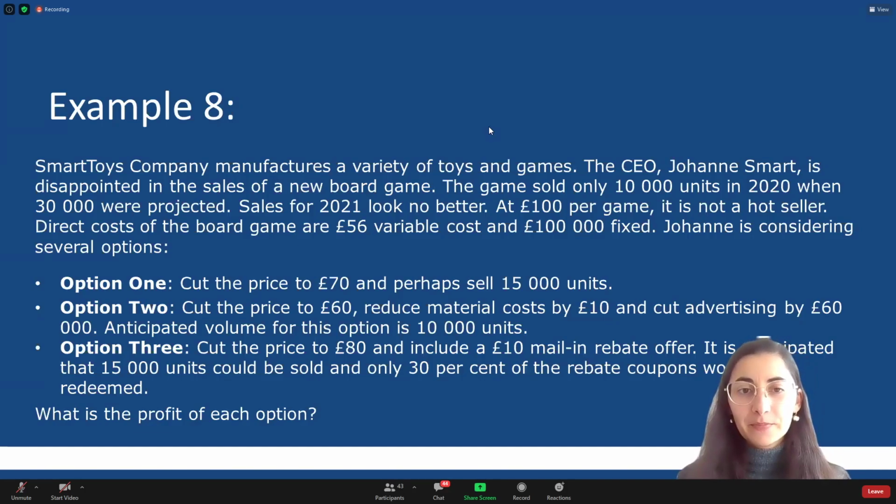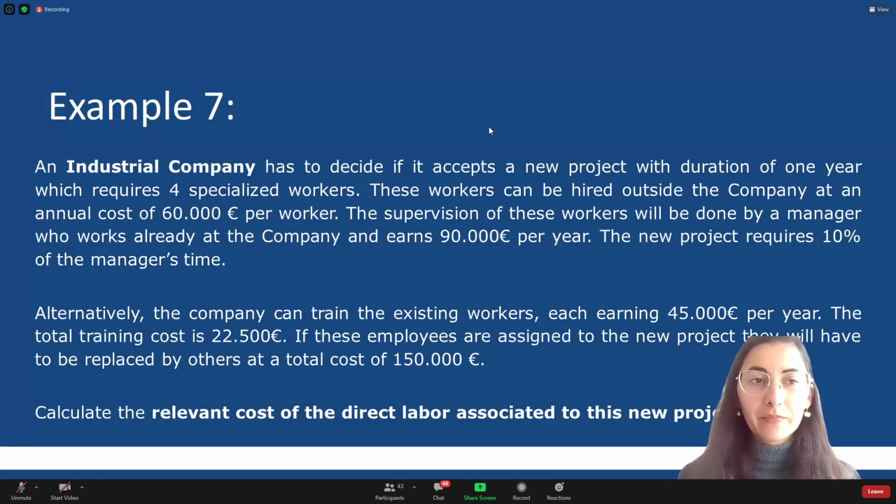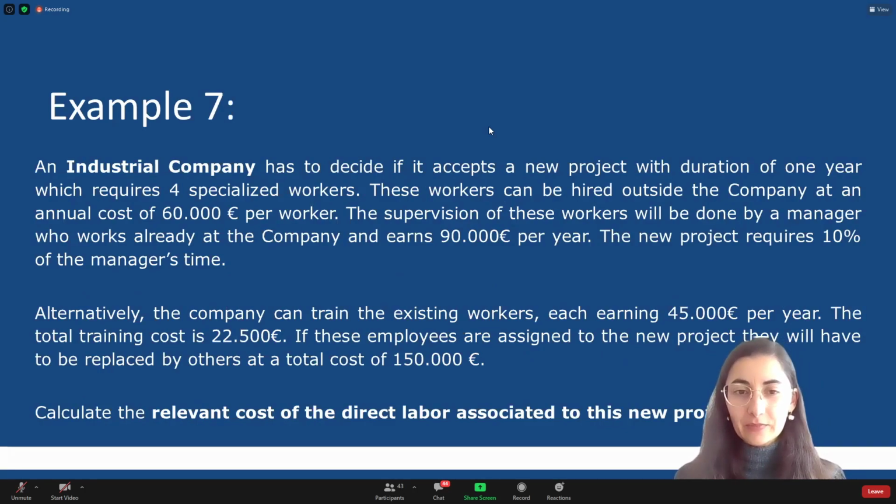Sorry, I have a question, but regarding the previous example. So let's go back. The final relevant costs are the 22,500 plus the 150 and also the 60 from 60 times 4 from the workers.